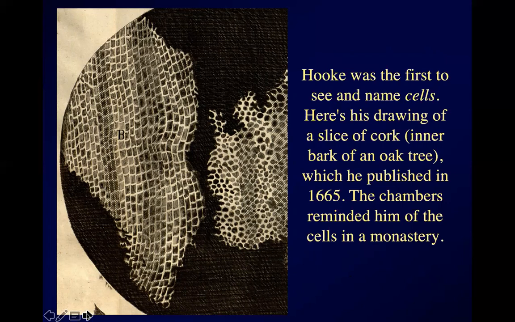So cork is a plant tissue, and Hooke could see that this plant tissue, looked at up close, is divided into many little chambers that reminded him of the cells in a monastery, or we might now say the cells in a prison. So he called these little openings inside cork cells.